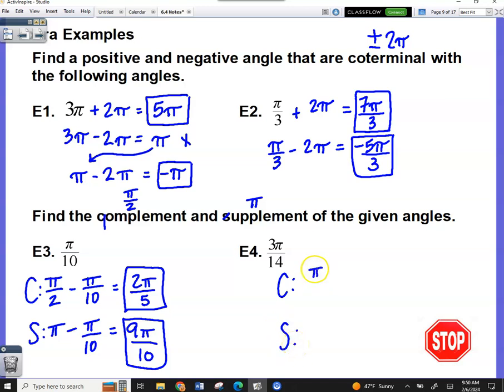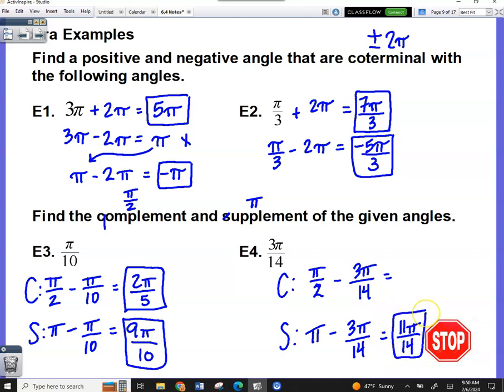So complement. I'm going to go ahead and do the supplement. I'm going to use 14. 14 over 14. That's 3 over 14. The complement you may not be able to do in your head right away, but you should have come to 2 pi over 7.